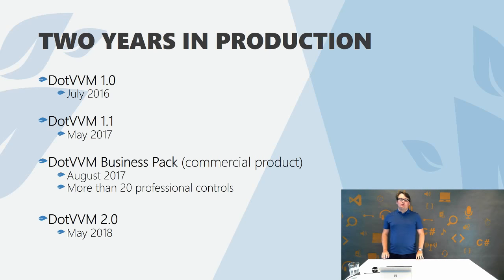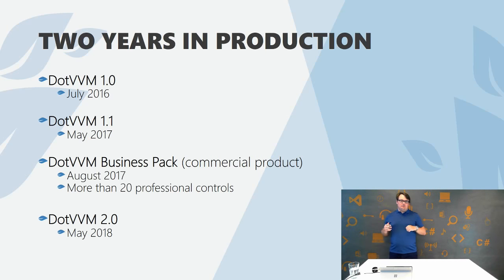And DotVVM 1.1 brought a very interesting feature, which was the support of ASP.NET Core. .NET Core was quite new in that time, and there was a lot of things that weren't working quite well, but still we succeeded in delivering a version of DotVVM which is compatible with ASP.NET Core, as well as still it supports .NET Framework.